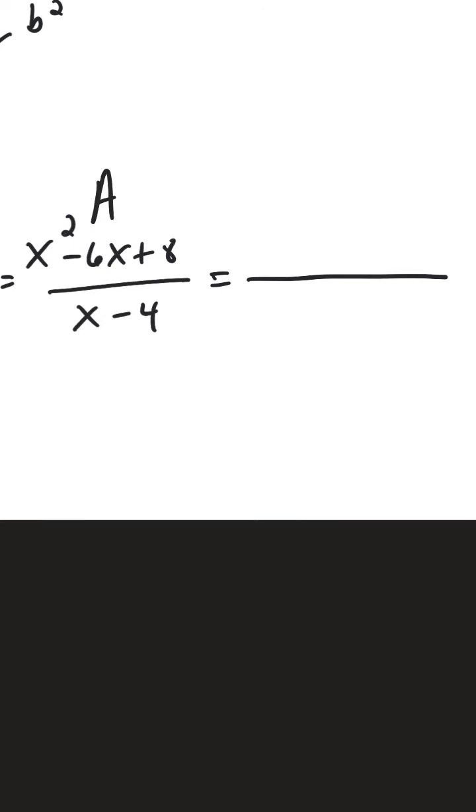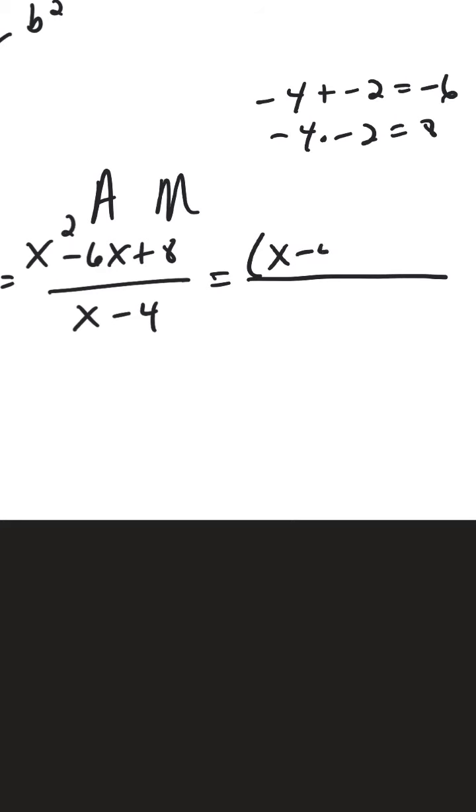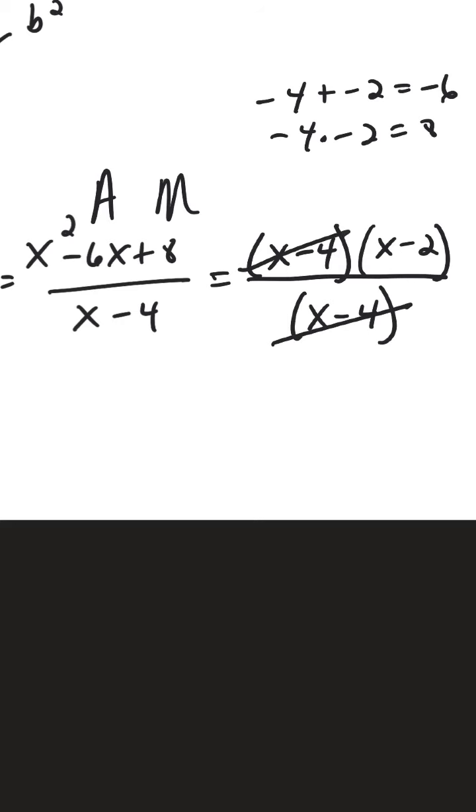I'm looking for two numbers I can add to get negative 6 and multiply to get 8. I think negative 4 and negative 2. Negative 4 and negative 2 add to give me negative 6, and negative 4 times negative 2 gives me 8. So I can change this to factors of x minus 4, x minus 2, over x minus 4. So I am now able to cancel out my denominator with one of the factors on top, and the simplest version is x minus 2.